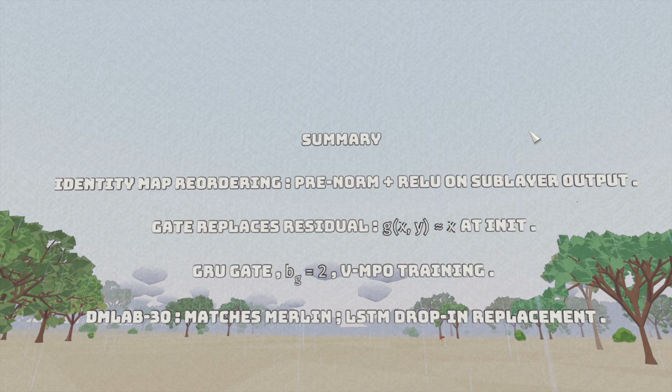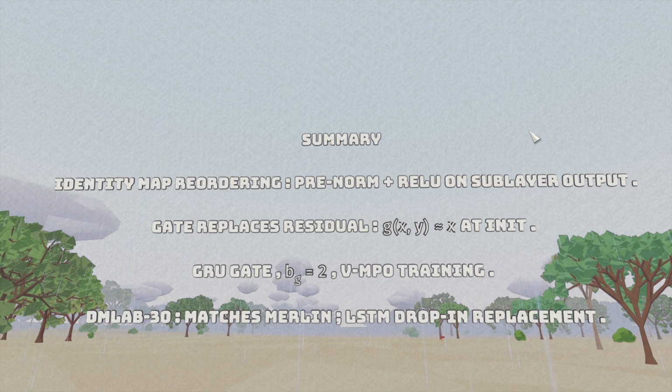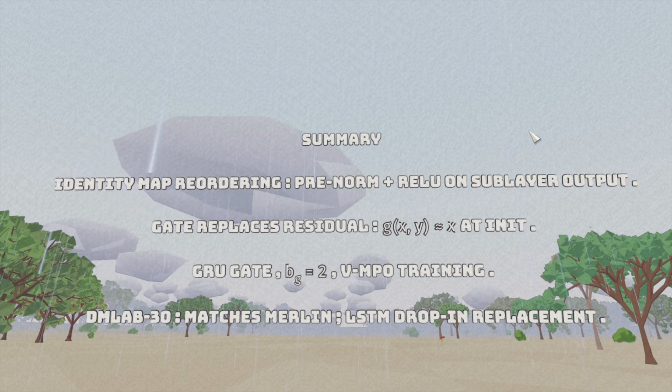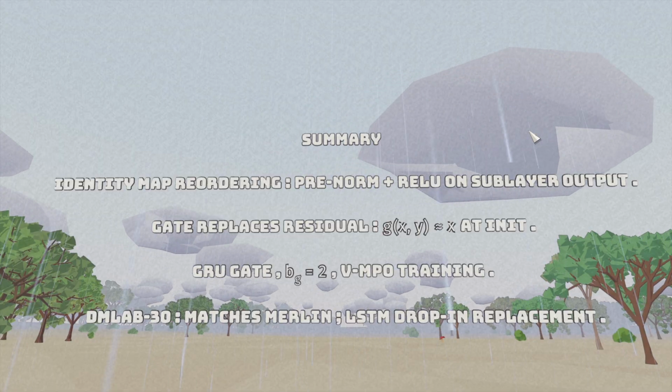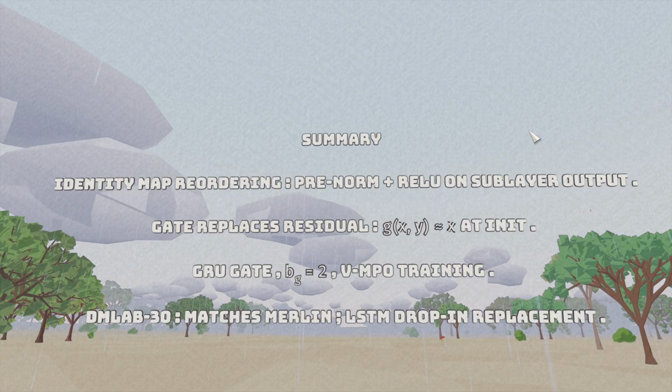Trained with V-MPO on DMLab-30, the architecture matches external memory baselines that use auxiliary losses and an order of magnitude more environment steps, and exceeded the LSTM on memory-heavy environments at the time, and matched it on the reactive ones. And it's overall an answer to the question of whether transformers can be used for reinforcement learning and can have working memory in that situation, which I think they've shown effectively.